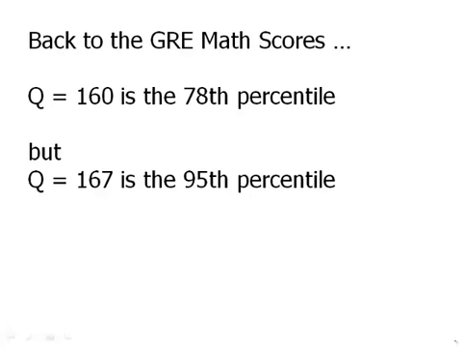167 is the 95th percentile. If you get 167 as your GRE math score, that means you've done better than 95% of the people who take the GRE. Or another way to say that is you have a math score that is in the top 5%. Now that's very special, and that is much more impressive than the 160. And percentiles is what allows us to talk about this subtle but important difference.